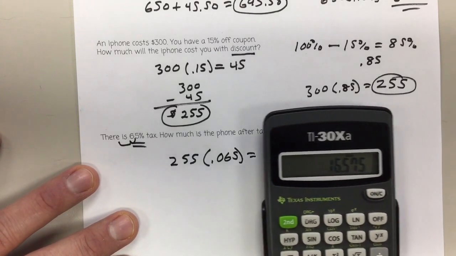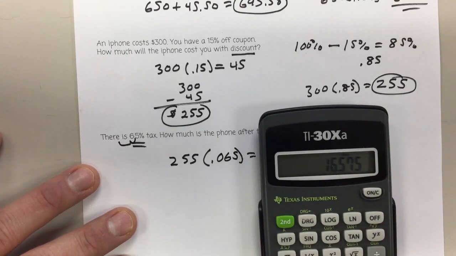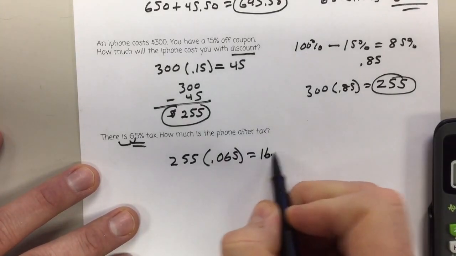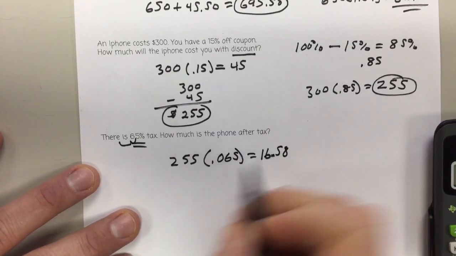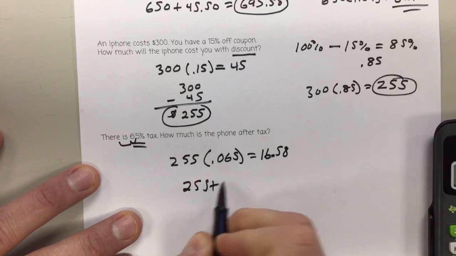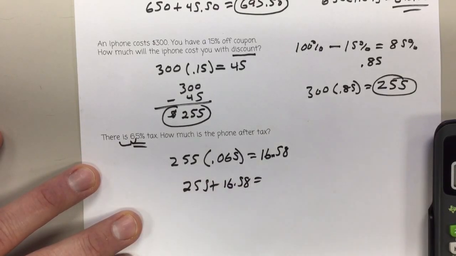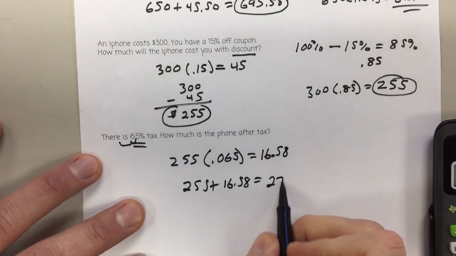$16.50. Now, it says 16.575. They almost always round up, so it'd be $16.58. But now I would need to add $16.58 to my cost, which is $271.58.